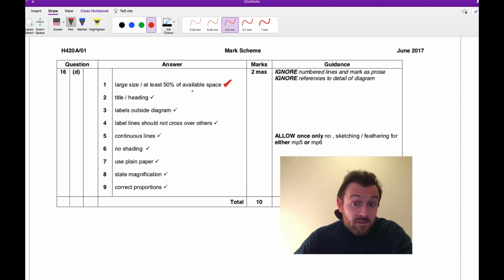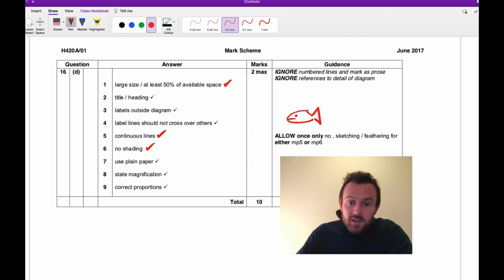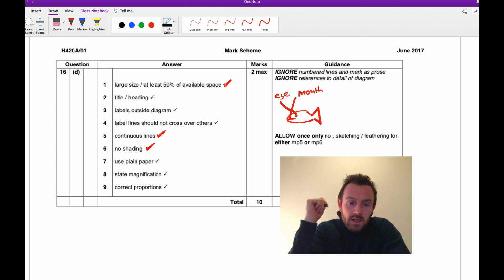Okay, so 50% of the available space. I did remember that one. Continuous lines, no shading. Okay, those are 3 that I remembered. Here are some other things. State magnification, correct proportions. Label lines should not cross over other label lines. So that means if we're labeling, here's a fish. This is my terrible fish. And you can't label the eye there and the mouth there. Okay, that would be bad because they're crossed over. Not like that. So there they are. Pause that if you want to have another look at those before we move on.